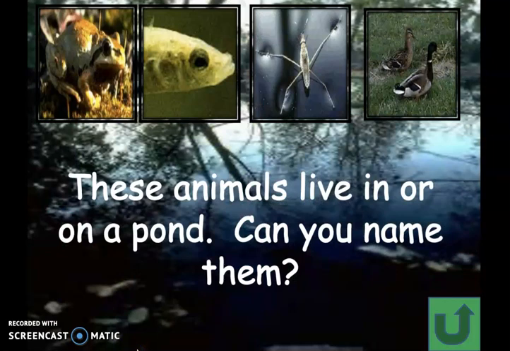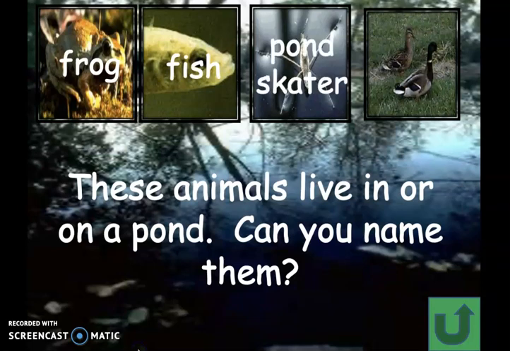The next habitat to look at is the pond. Have a quick look at the top, see if you can recognize any of those organisms. We have on the left hand side the frog, followed by the fish. Well done if you got this. It's the pond skater, and of course the common duck. All of those are animals that use the pond as their habitat to live in.